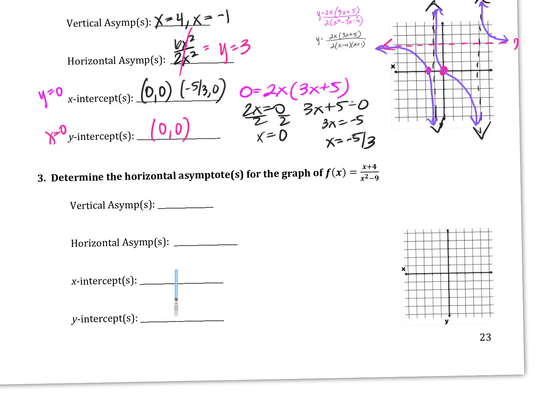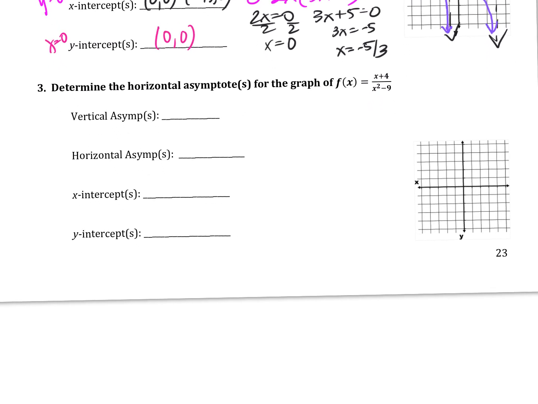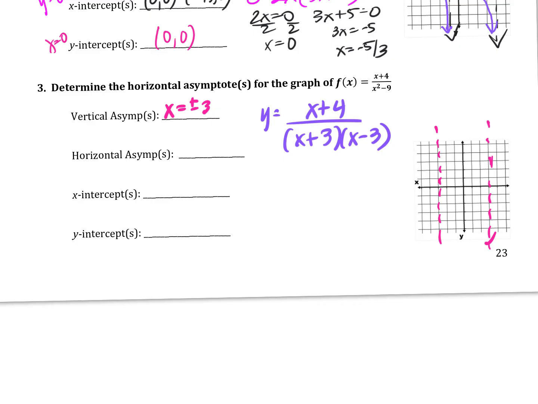In order to do any of this, we got to factor it anyway. Can the top factor? Nah. What about the bottom? X plus 3, x minus 3. Well said. You agree we have no hole, people. Where are my vertical asymptotes? Where do these denominators equal 0? Say it again. Yeah, plus or minus 3. Okay, buddy, I see that. -3, vertical asymptote. +3, vertical asymptote. Let's go sketch those in.